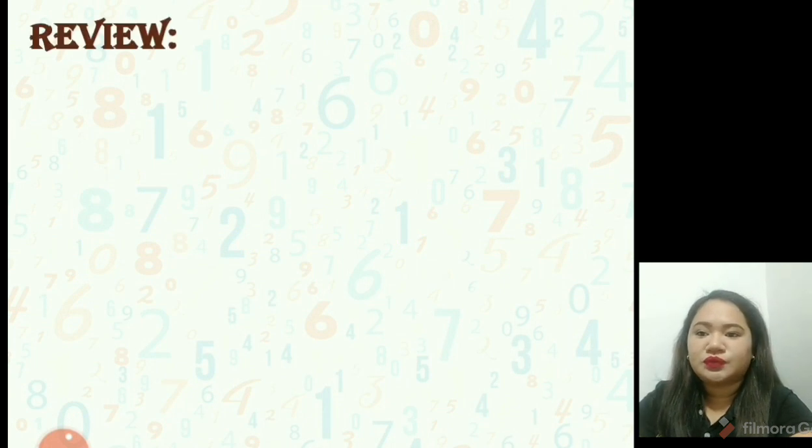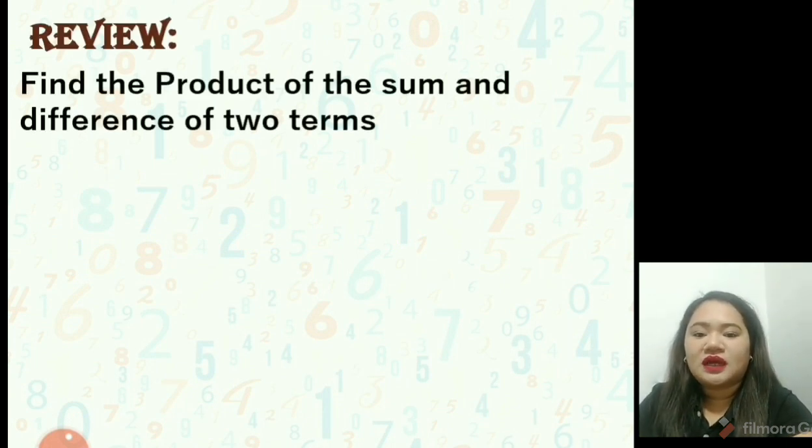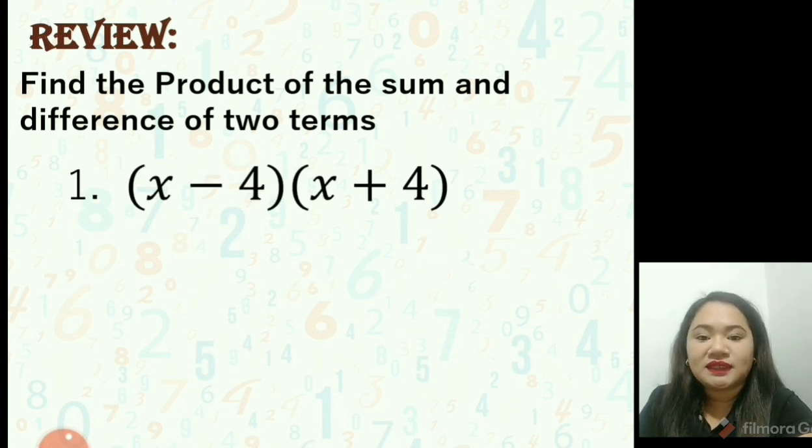Before we proceed to our topic, let us have a review. Find the product of the sum and difference of two terms. Number 1, quantity x minus 4 times quantity x plus 4. Let's answer this using the FOIL method.